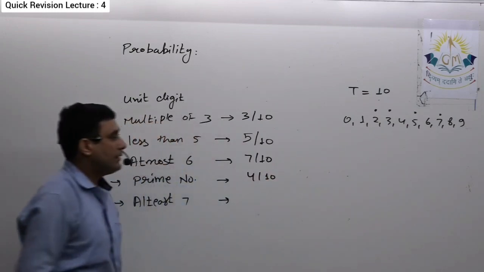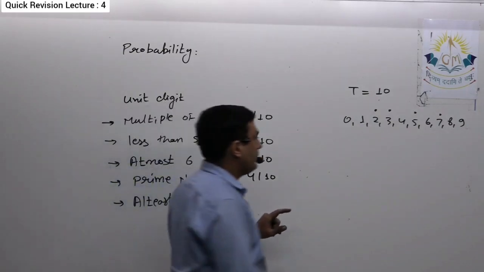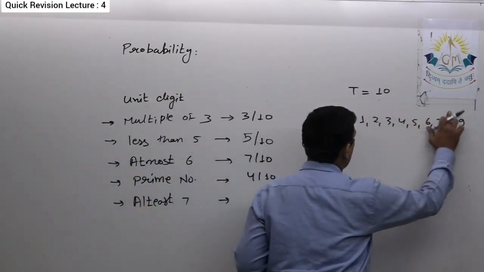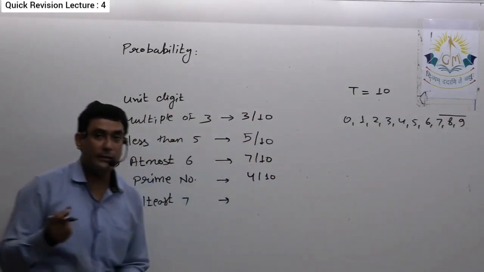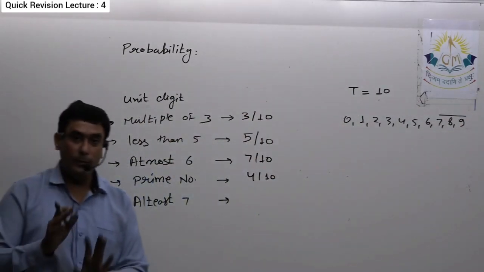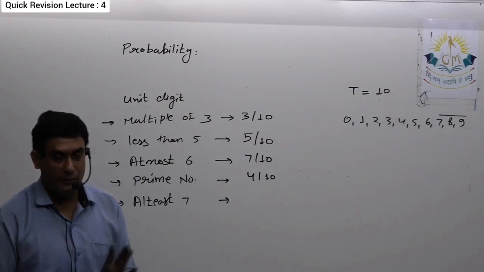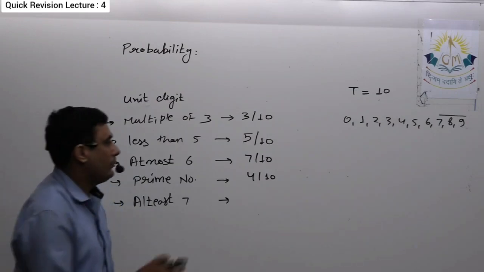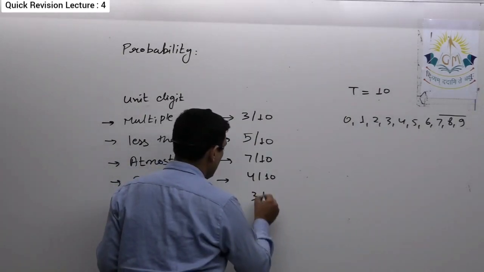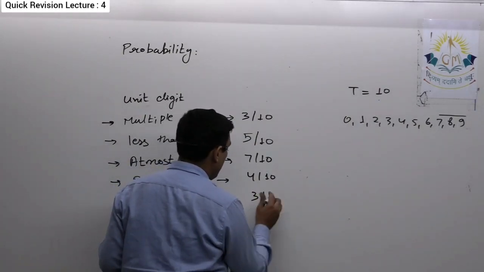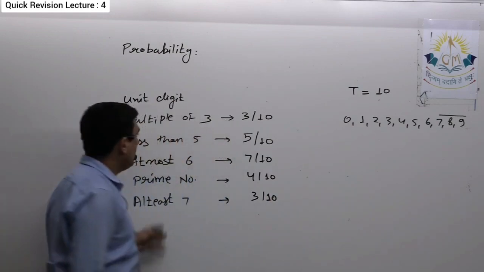At least 7. That means minimum 7 must be there, not less than 7. That means 7 or more than 7. If it is less than 7, we won't consider. So 7 or more than 7 means 7, 8, and 9. So 3 by 10. This is the way to find the probabilities for these events.